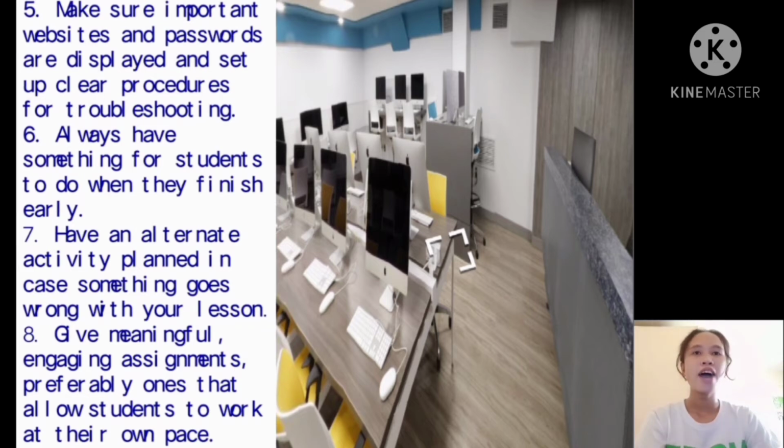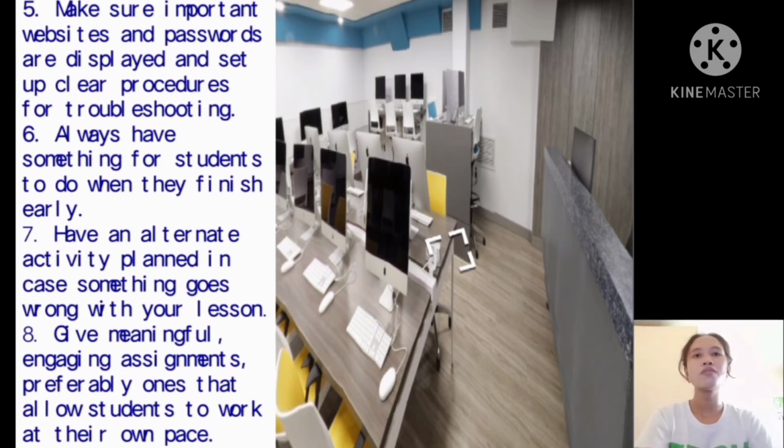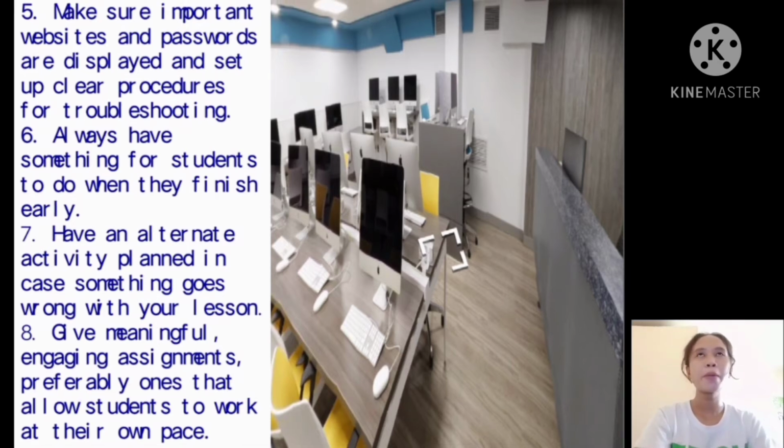Seven is have an alternate activity planned in case something goes wrong with your lesson. What if the internet is down or too slow? What if a site is blocked? What if your subscription to a site is no longer valid? All three of these have happened to me repeatedly. So have at least two other things students can do, preferably things that are similar to past assignments, so it won't take a lot of explanation.